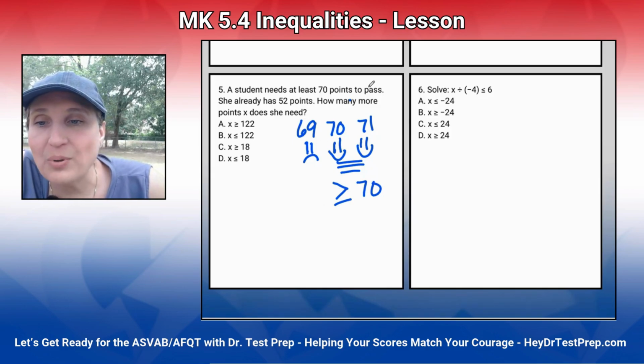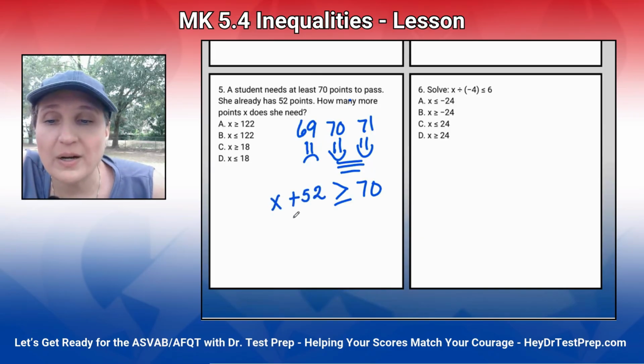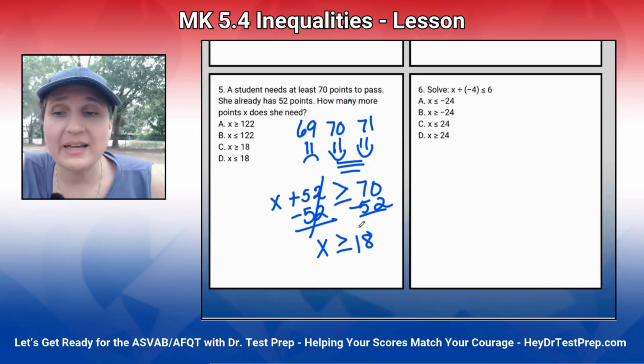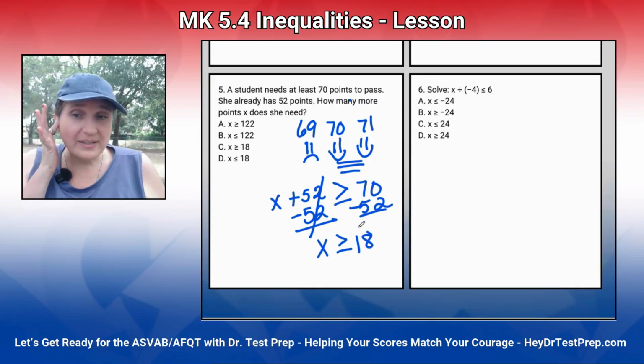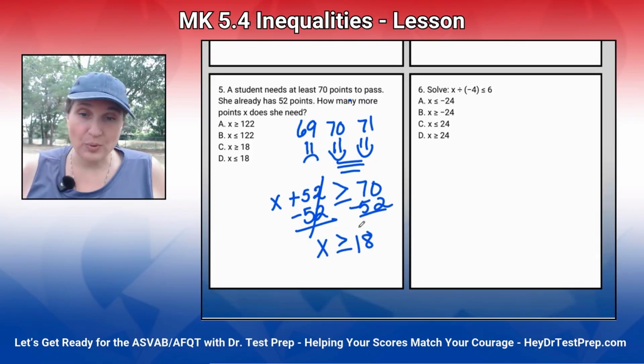So they need 70 points to pass, and they already have 52. So we're going to subtract 52 from both sides and see that they need to get at least 18 points to pass, 18 extra points.